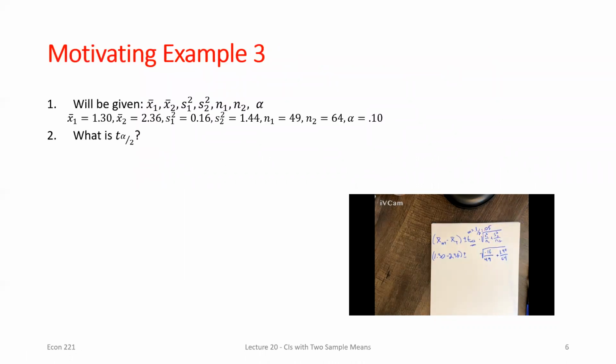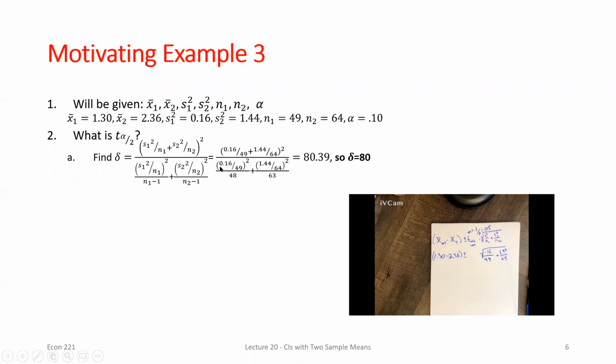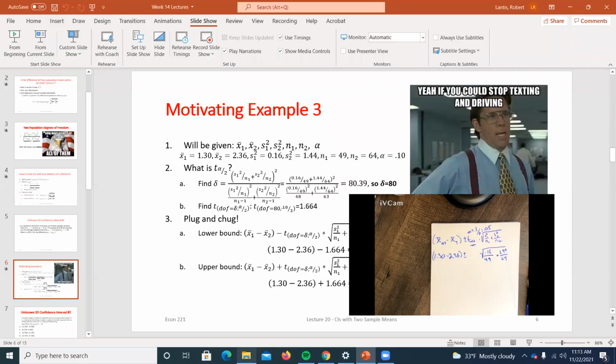So from there, I would have to give you what that degrees of freedom is. So here, if I plug everything in and calculate that for you, I end up with a degrees of freedom of 80. Okay.